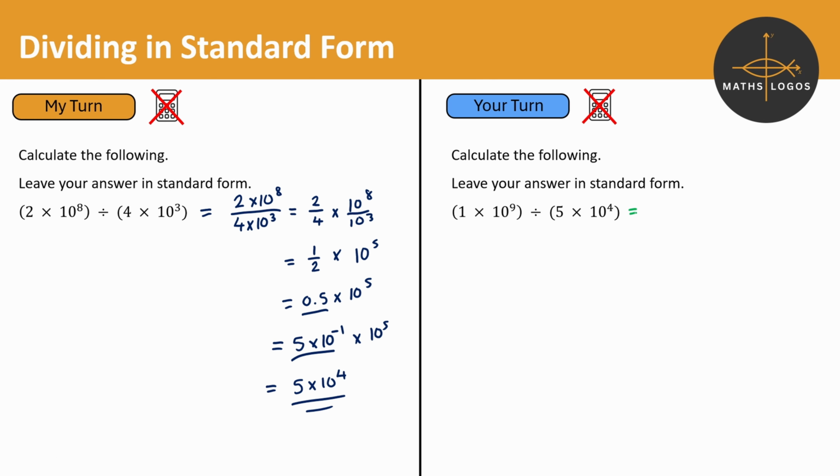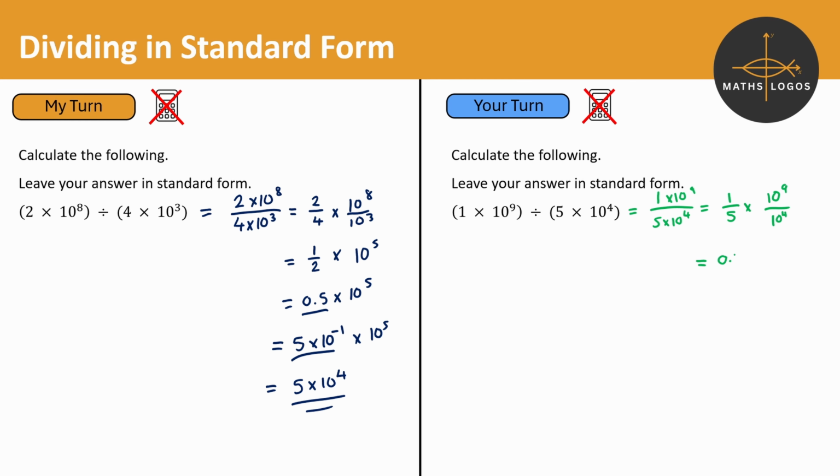So let's start by writing this calculation as a fraction. So 1 multiplied by 10 to the power of 9 over 5 multiplied by 10 to the power of 4. Split that into two fractions. That's 1/5 multiplied by 10 to the 9 over 10 to the 4. Then we'll look at what each fraction simplifies to.